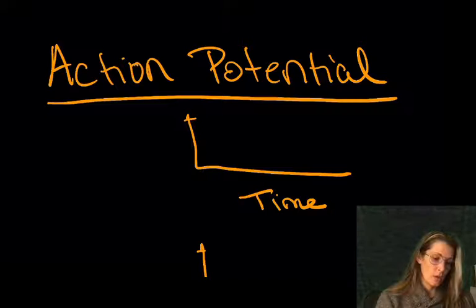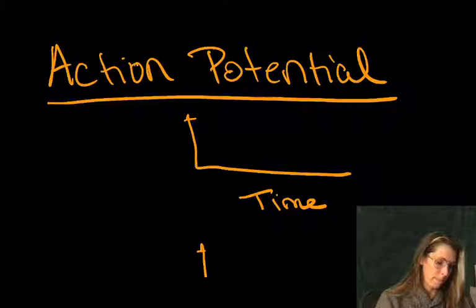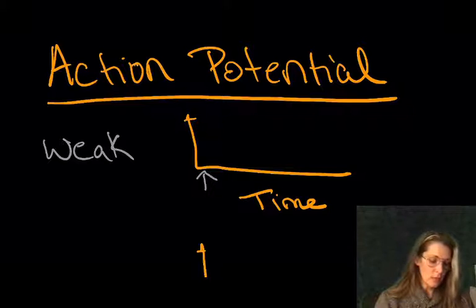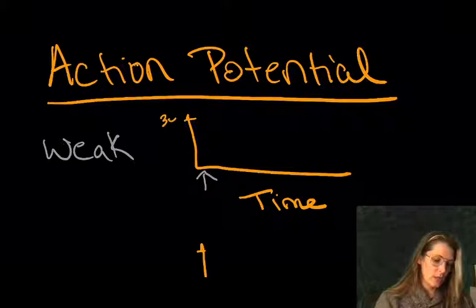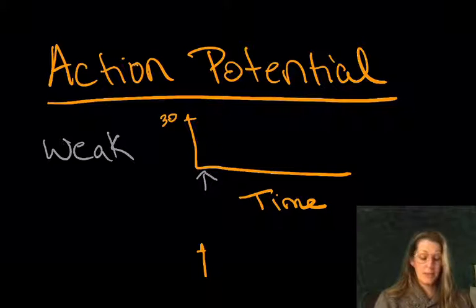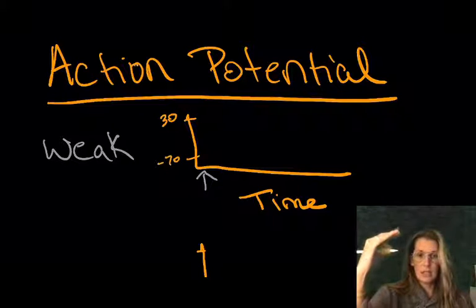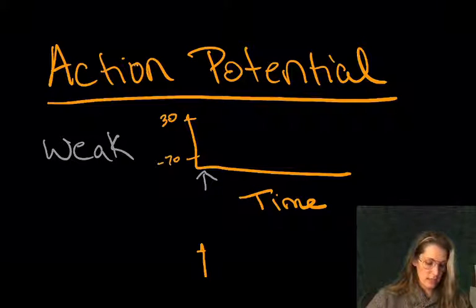So let's imagine that. Imagine that we have a weak stimulus. We have a weak stimulus here, kind of similar to our plots before. And this little line I've put up here at the top, that's 30 millivolts, because remember that we go from -70 up to 30, and that indicates an action potential.